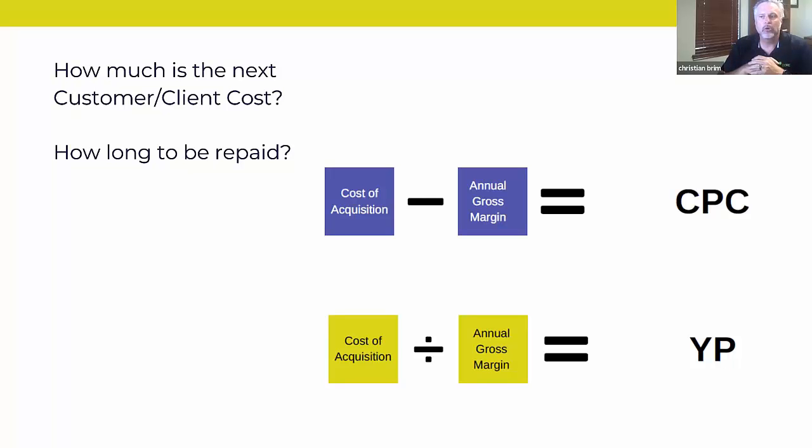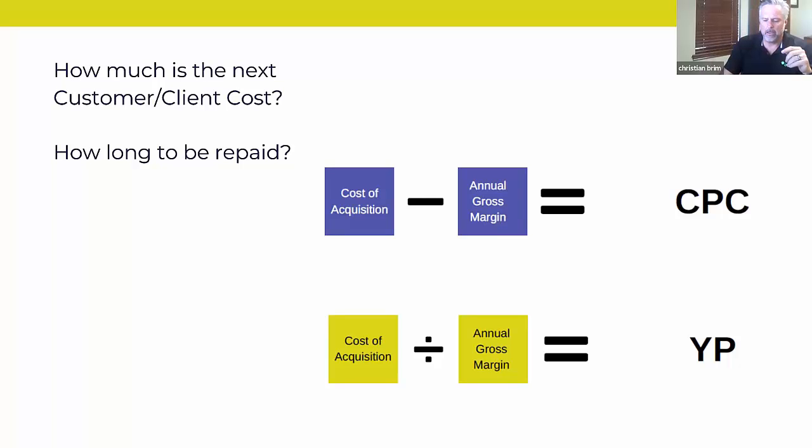Why is this important? Well, I think it's key to know this information. How much is it going to cost me to acquire a client, and how long is it going to take me to get my money back? Again, we're using gross margin. We're not looking at top dollars because we don't want to just spin our wheels. We're looking for quality growth here, not just any growth. And so focusing on the gross margin gives us that real growth.